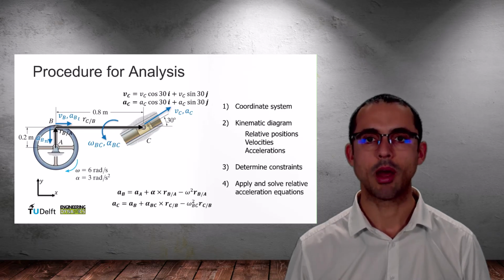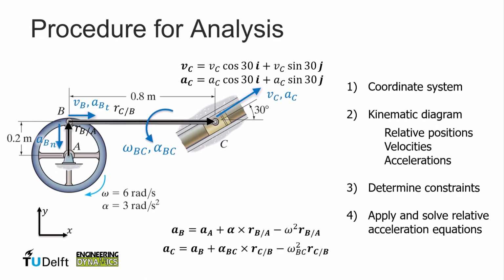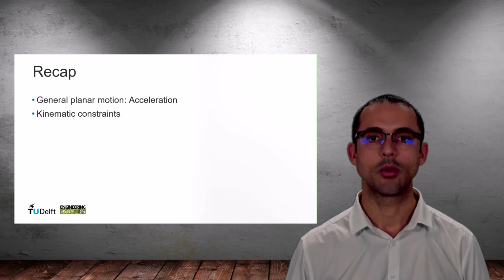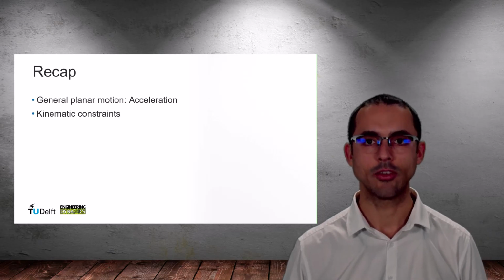Finally, one should apply and solve the relative acceleration equations. Please keep this procedure in mind while solving rigid body planar motion. Moreover, start solving in the regions where you know the kinematic quantities, and move towards the regions with more unknowns. In this case, we start solving at point A, we solve at point B, and finally solve at point C. In this video, we learned how to calculate accelerations in general rigid body planar motion.